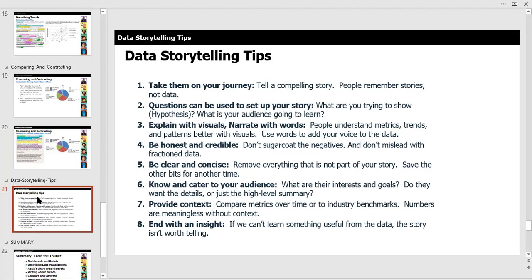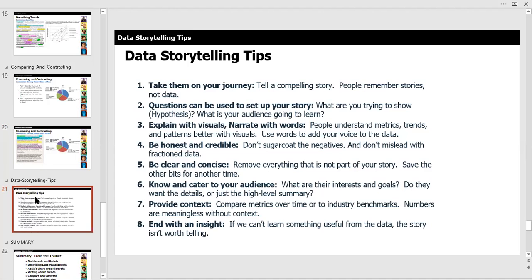Provide context, compare metrics over time or to industry benchmarks. Numbers are meaningless without context. And then finally, end or conclude with some kind of an insight. If you can't learn something useful from the data, the story isn't worth telling. Okay, so in conclusion, here's what we've learned. That's kind of the thing.